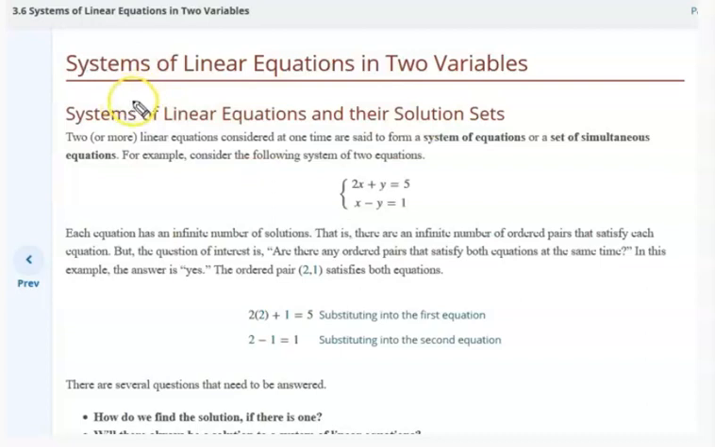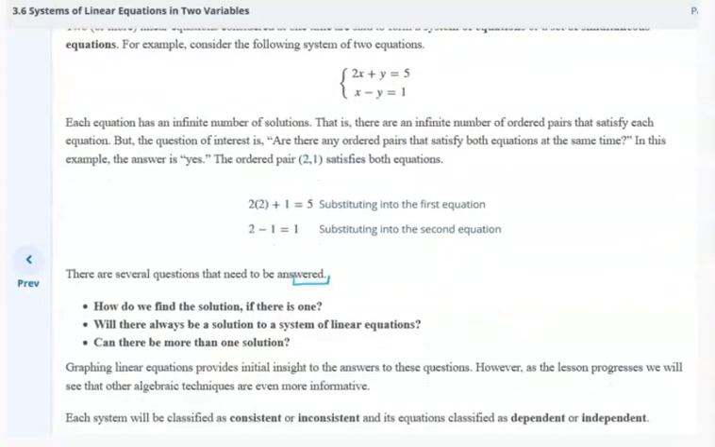So the first thing they're asking us to do is see if an ordered pair, 2, 1, is a solution for two equations. And you might say, well, how would I go about doing that? Well, you would substitute the x and y values into the equation and see if, in fact, they make the statements true.